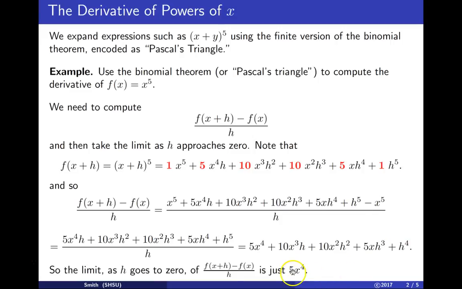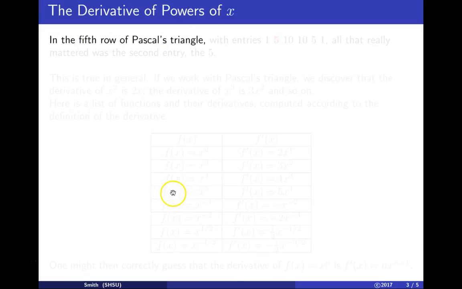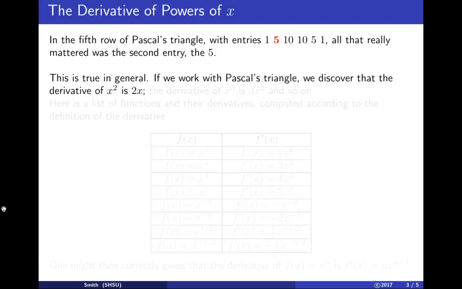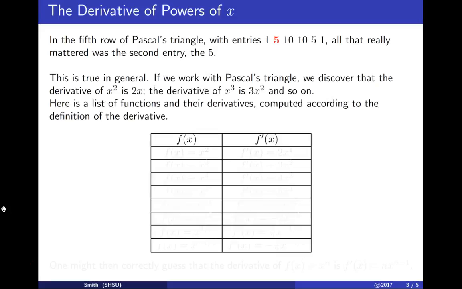Where did this 5 come from? It came from this first 5 up here in our expansion. In the fifth row of Pascal's triangle with entries 1, 5, 10, 10, 5, 1, all that really mattered in the end result was that second entry, that 5. And this is true in general. If we work with Pascal's triangle, we discover that the derivative of x squared is 2x. Where did that 2 come from? Pascal's triangle. The derivative of x cubed is 3x squared. The 3 was the second entry in row 3, and so on.